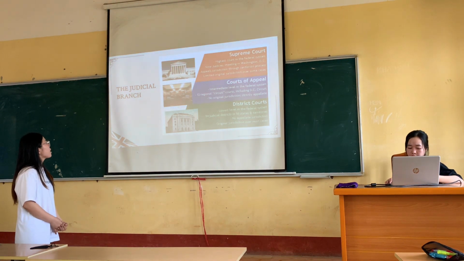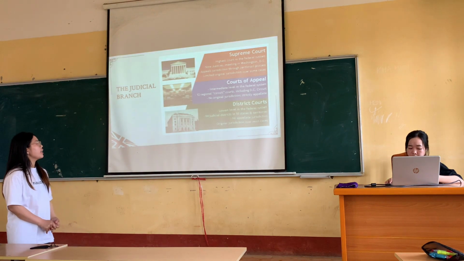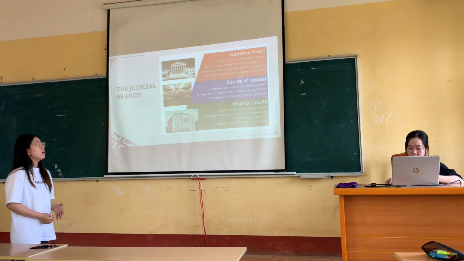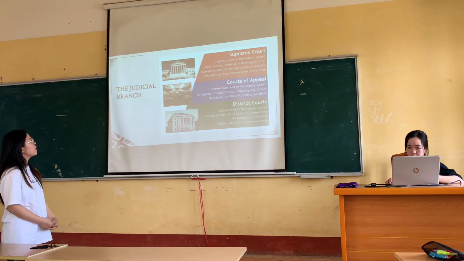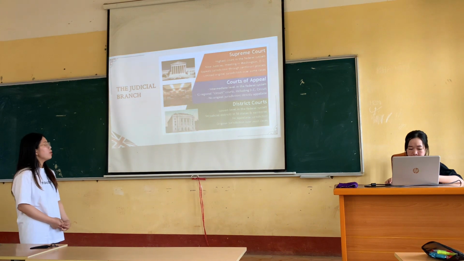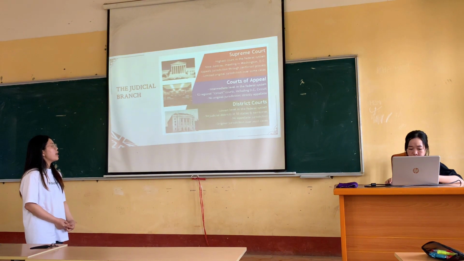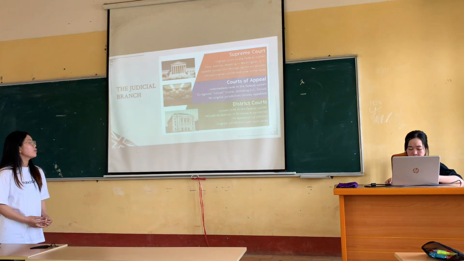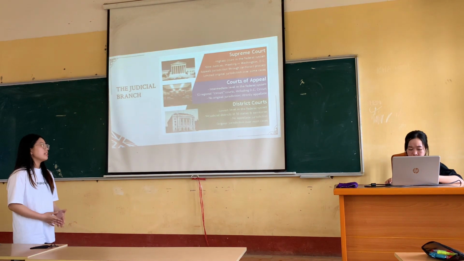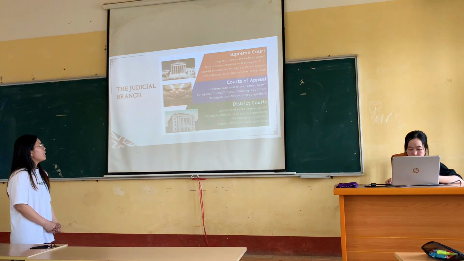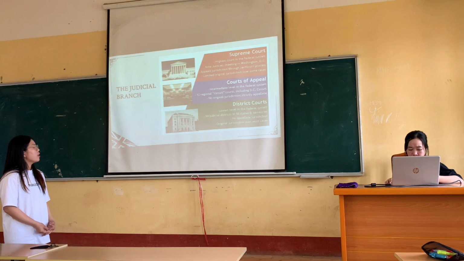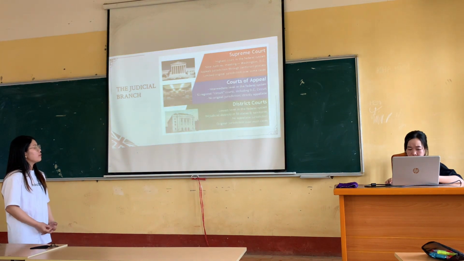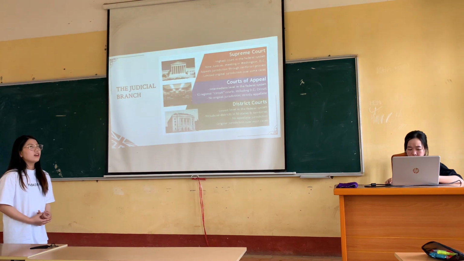The Supreme Court is the highest court in the federal system. There are nine justices meeting in Washington D.C. The second is the Court of Appeal. The Court of Appeal is the intermediate level in the federal system. There are 12 regional circuit courts, including the D.C. Circuit. And the last one is the district court. The district court is the lowest level in the federal system. There are 94 judicial districts in 50 states.